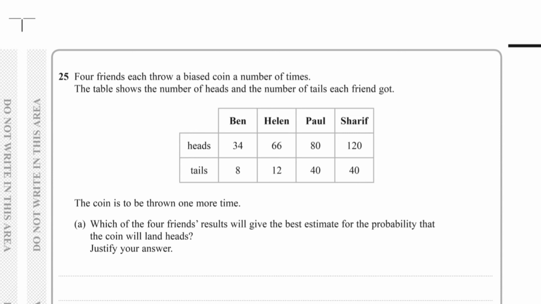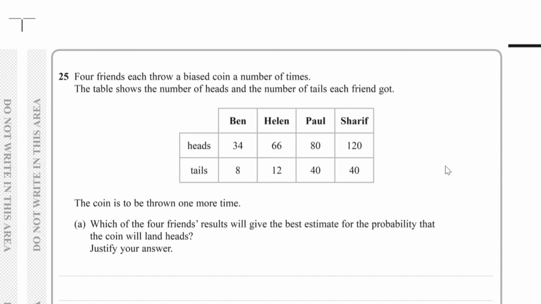Question number 25. 4 friends each throw a biased coin a number of times. The table shows the number of heads and the number of tails each friend got. The coin is going to be thrown one more time, and what we have to do is think about which of the 4 friends' results will give the best estimate for the probability that the coin will land on heads.